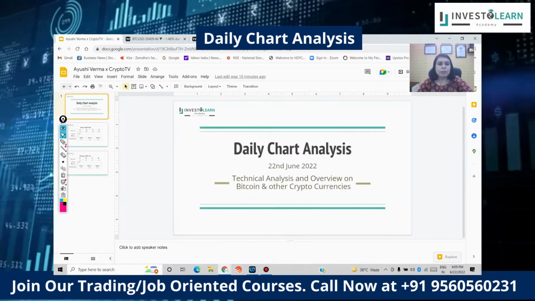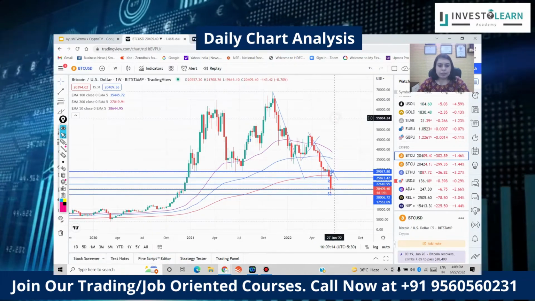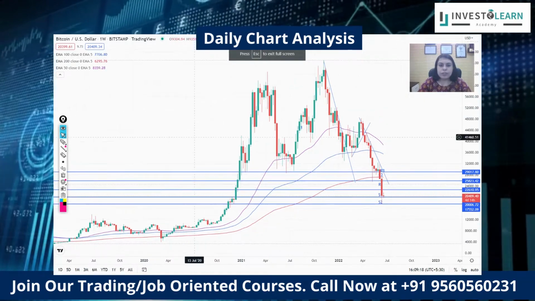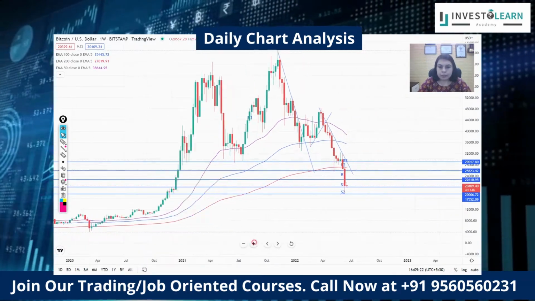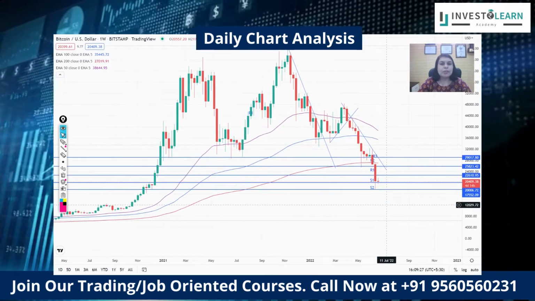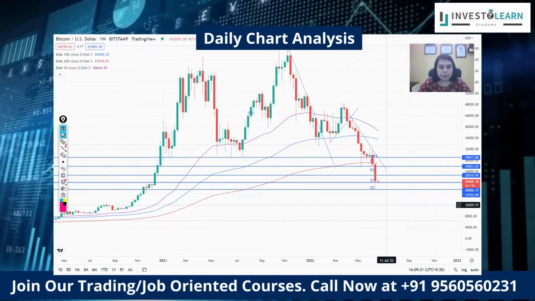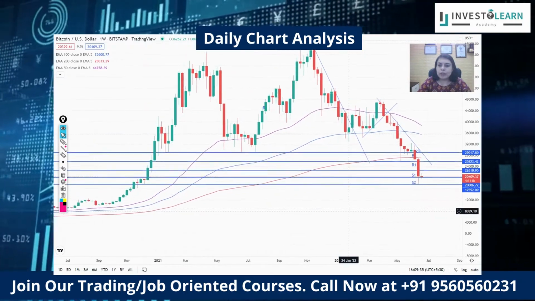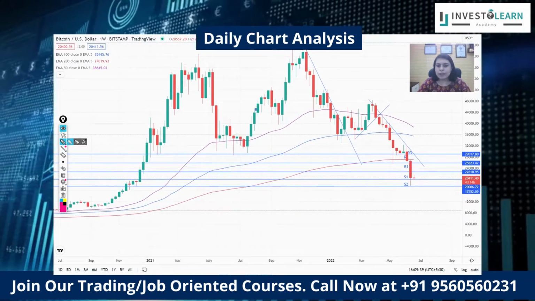So let me just open Bitcoin's chart. If you can see here, this is the weekly chart of Bitcoin, and I have taken some indicators like the trend lines as well as the support and resistance levels, also the moving averages. Because we are looking at a longer time frame, I have taken the 50, 100 and 200 days moving averages. So let's quickly start.